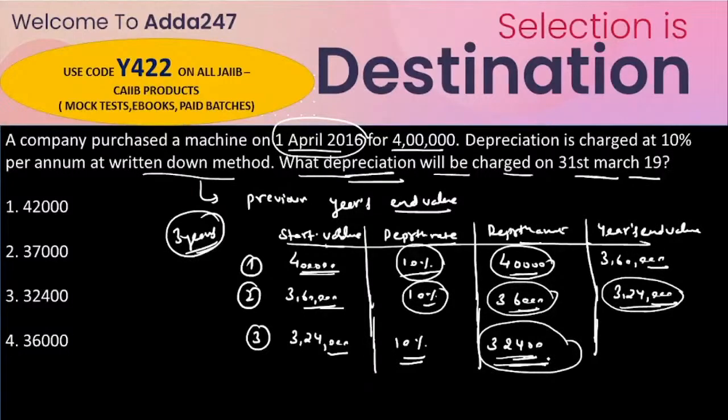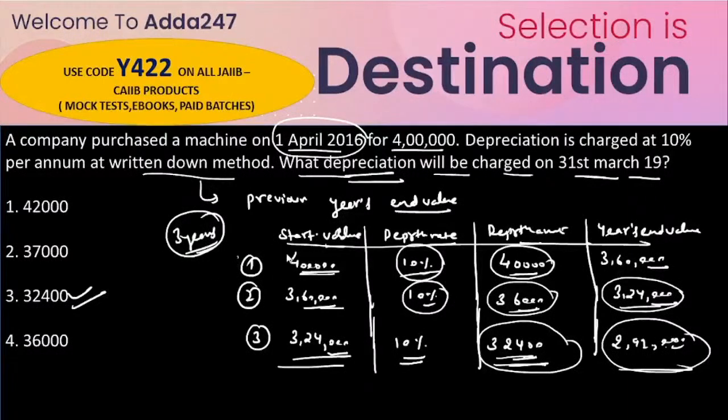Suppose the question is instead: what will be the value of the machine on 31st March 19? Then we subtract 32,400 from this 3,24,000 rupees, and you will get 2,91,600 rupees. Okay, so for this question, the answer would be 32,400 rupees. This is a very conventional way so that we do not get confused in this kind of question.